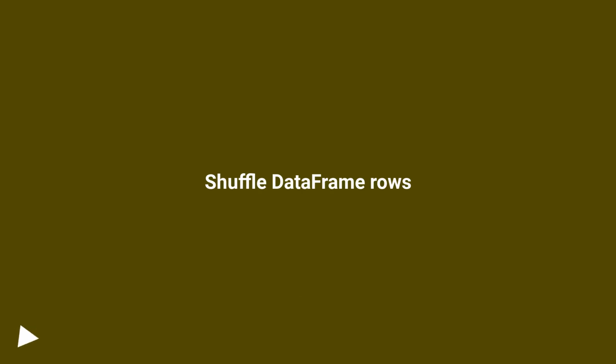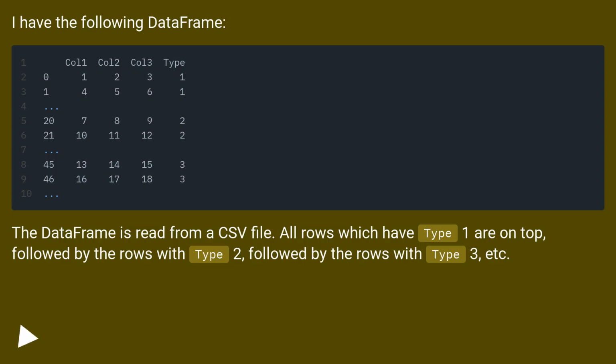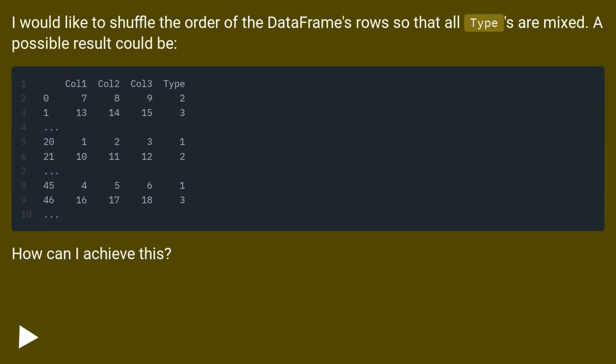Shuffle data frame rows. I have the following data frame. The data frame is read from a CSV file. All rows which have type 1 are on top, followed by the rows with type 2, followed by the rows with type 3, etc. I would like to shuffle the order of the data frame's rows so that all types are mixed.